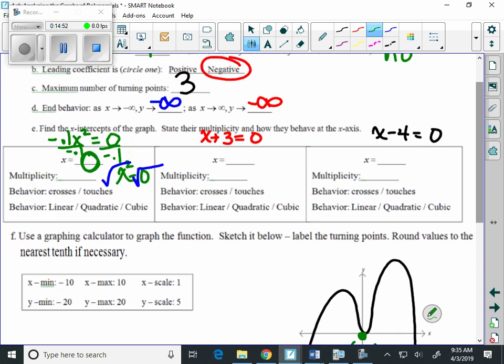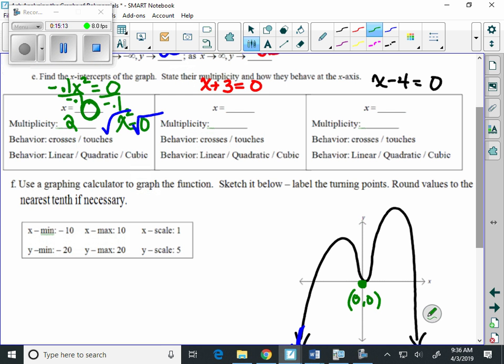The exponent is actually the multiplicity of this problem. So our exponent on this is 2. 2 happens to be an even number, so do we cross or do we touch when we have an even? Well, again, we've got our picture. We can see that we simply touch. And lastly, does it behave linearly, quadratic, or cubic? It looks like a U-shaped curve, which is a quadratic.